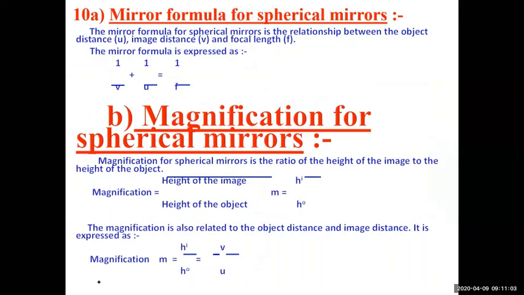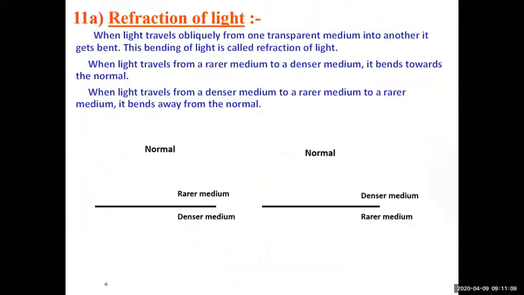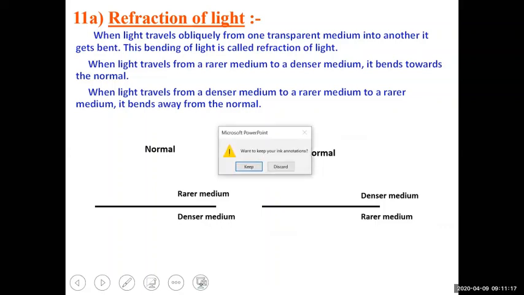Mirror formula 1 upon V plus 1 upon U is equal to 1 upon F. And M is equal to H. So this is already we know and we have used it. And refraction of light, I think there is no need to revise it again. So I'm coming back to the questions.